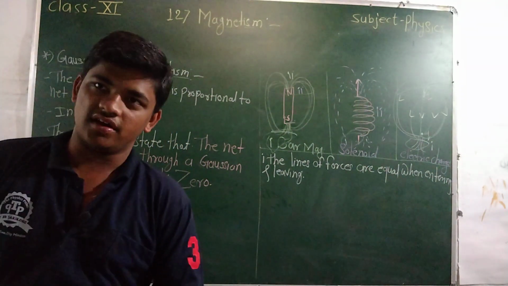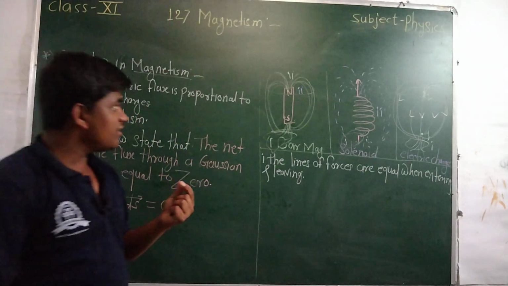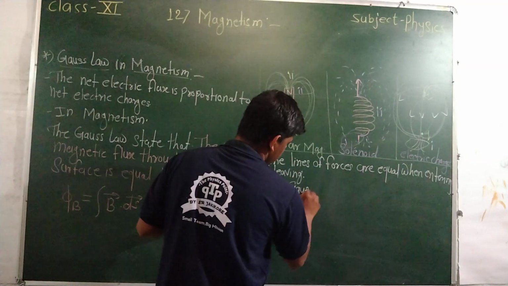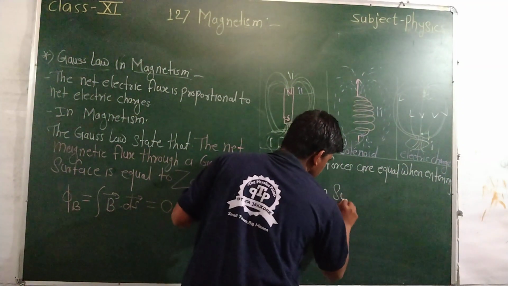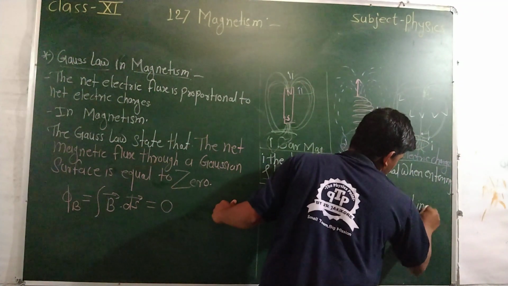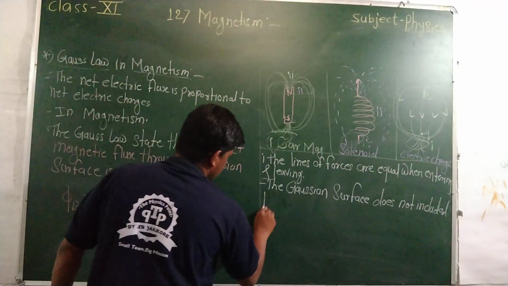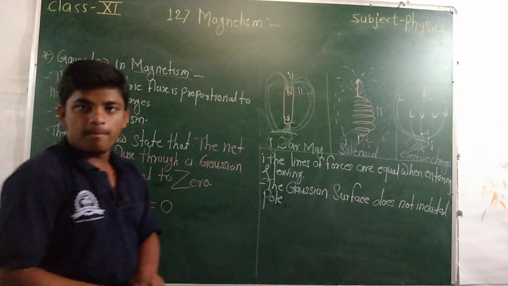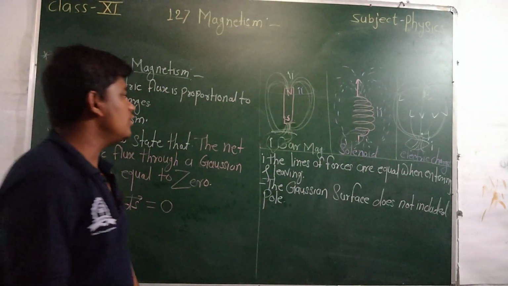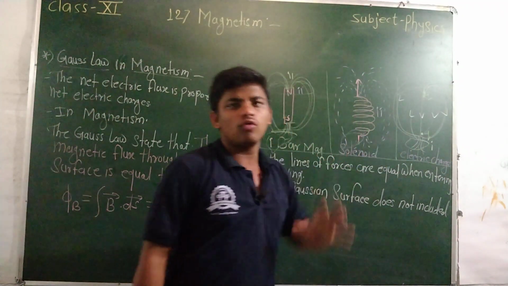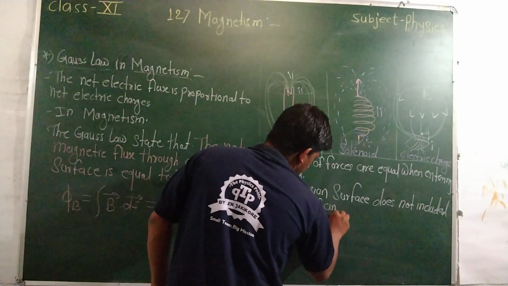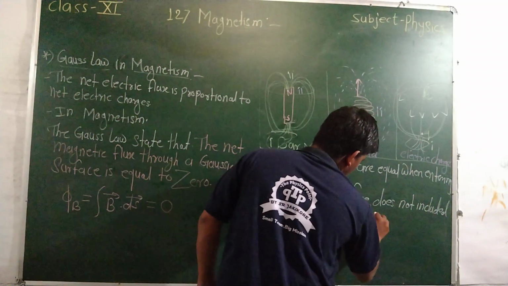Now we have to discuss the second surface. The Gaussian surface does not include poles. Then it implies that the flux through any closed surface is zero.